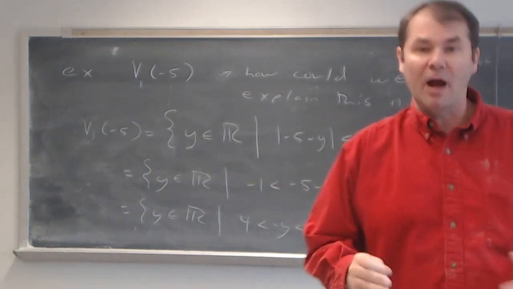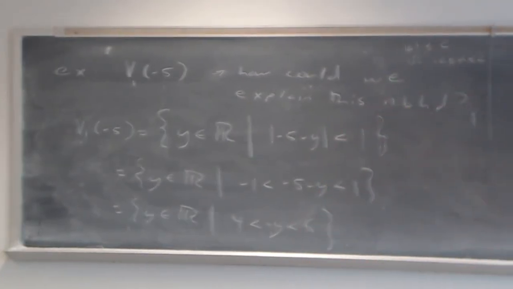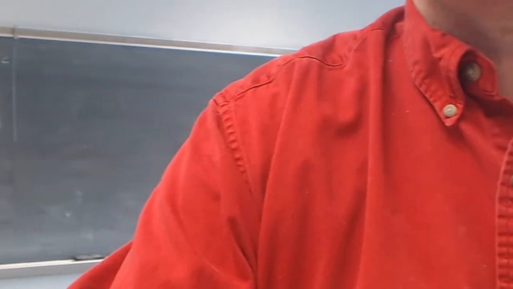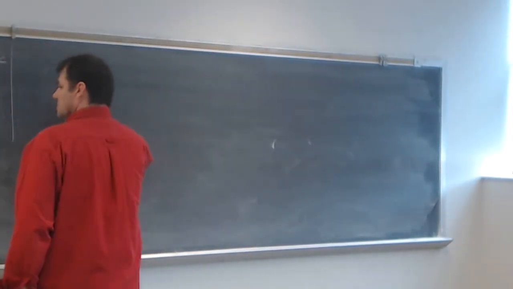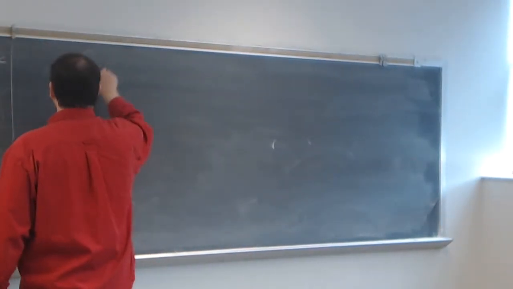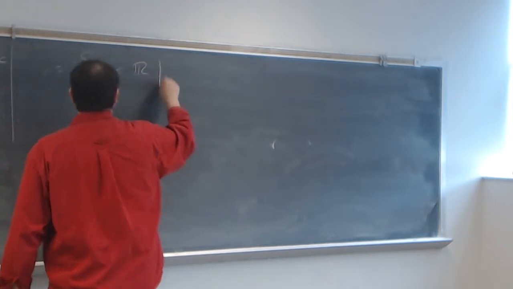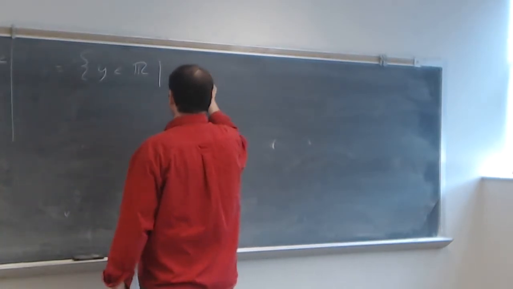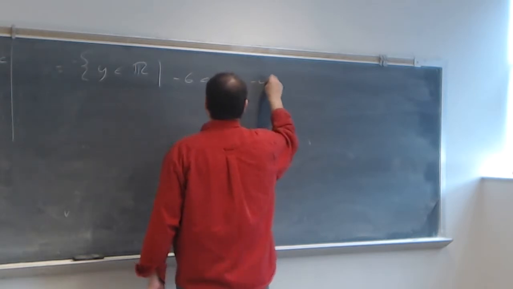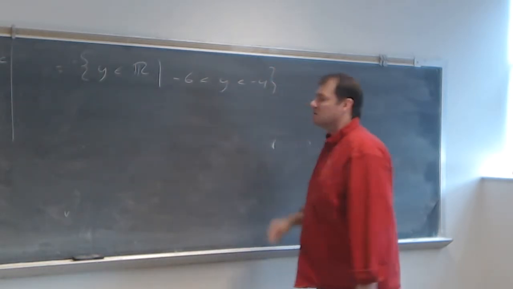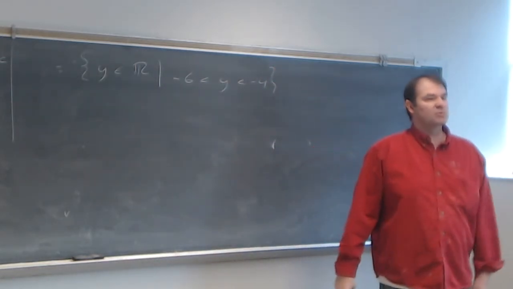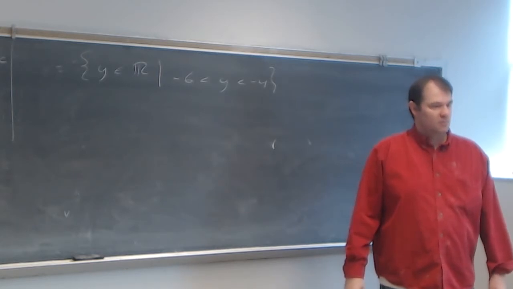And now solving for Y, what would I do to both sides of that inequality, or all parts of that inequality to solve for Y? That's right, so I have to switch the inequality. So here, this is equal to the set of all Y's that are real numbers, such that it would say minus 6 is less than Y is less than minus 4. So you're looking for all real numbers that are sandwiched in between minus 6 and minus 4.